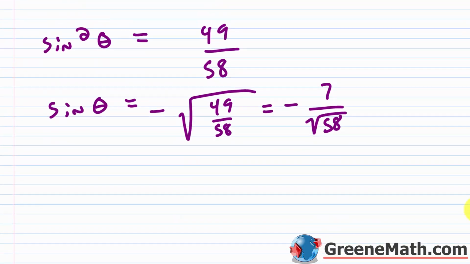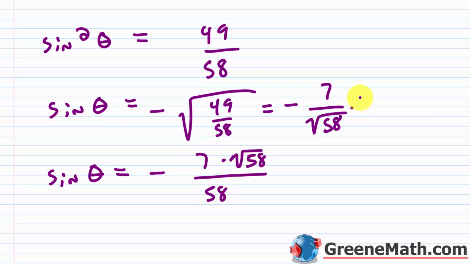And to make this a little bit cleaner, because again, we want to rationalize the denominator, sine of theta is going to be equal to the negative of 7 times the square root of 58 over 58. Because I'm going to multiply this by the square root of 58 over the square root of 58, and I'll be done. So sine of theta is equal to negative of 7 times the square root of 58 over 58.